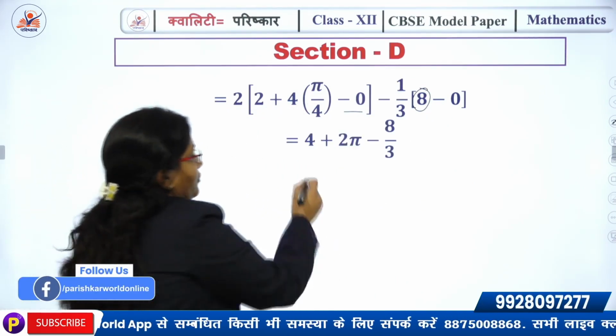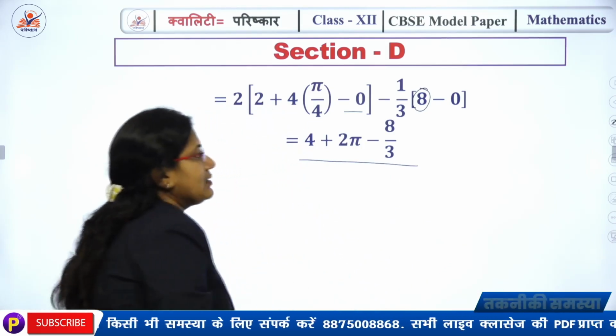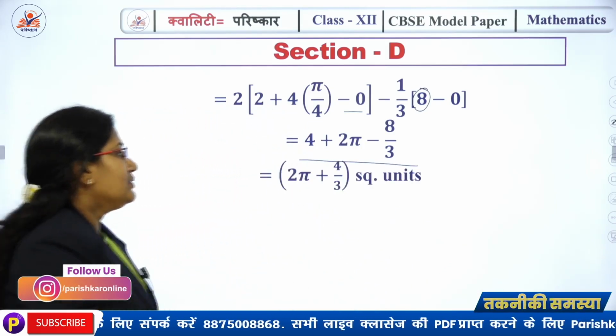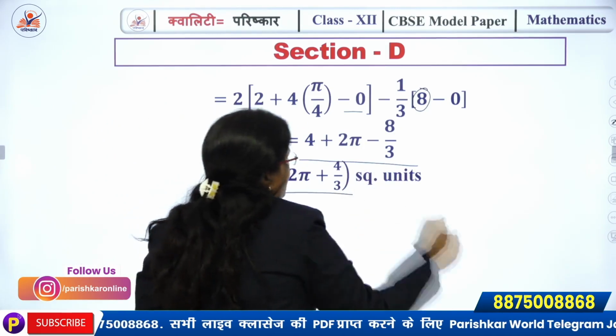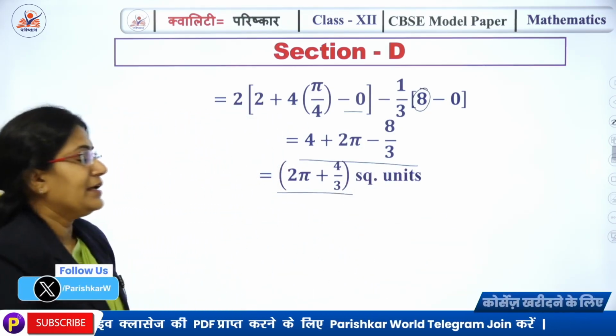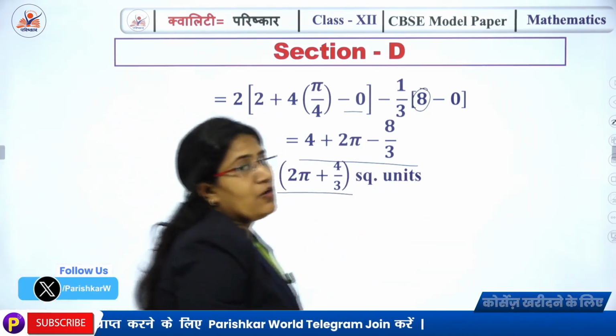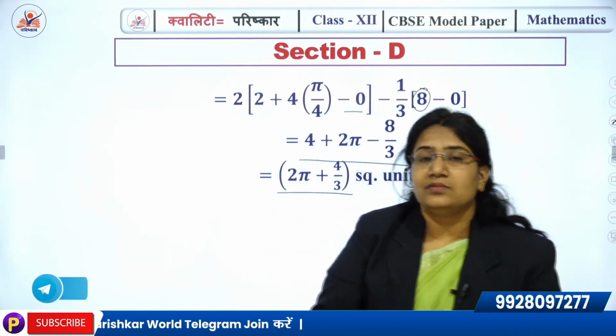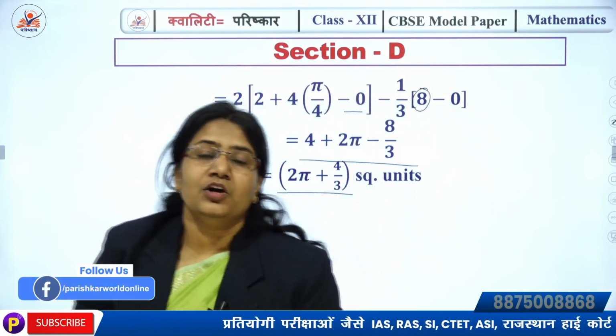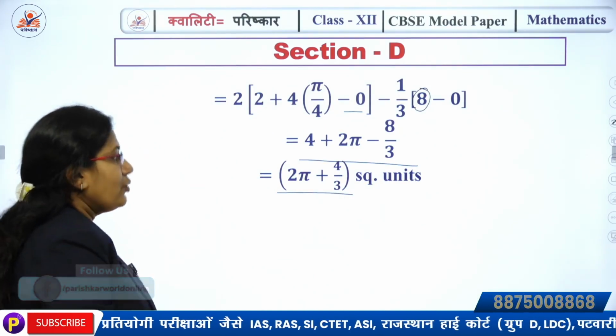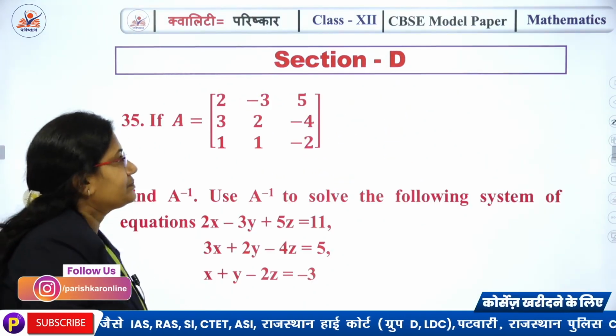After solving this, we have 4 plus 2 pi minus 8 by 3, and after solving this, we have 2 pi plus 4 upon 3 square units. That means the area bounded by the circle and the parabola is 2 pi plus 4 upon 3 square units.